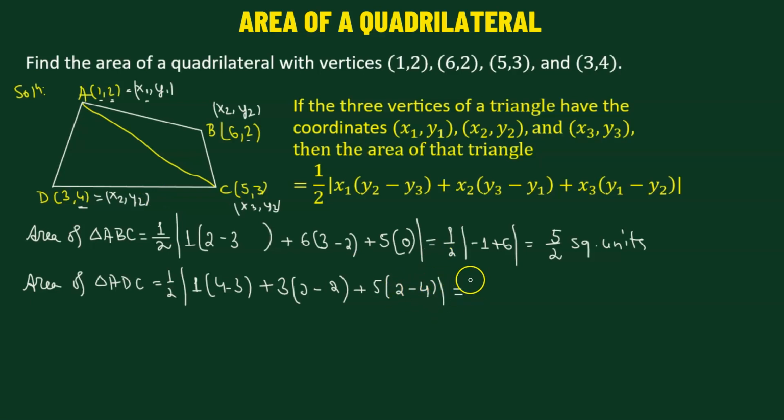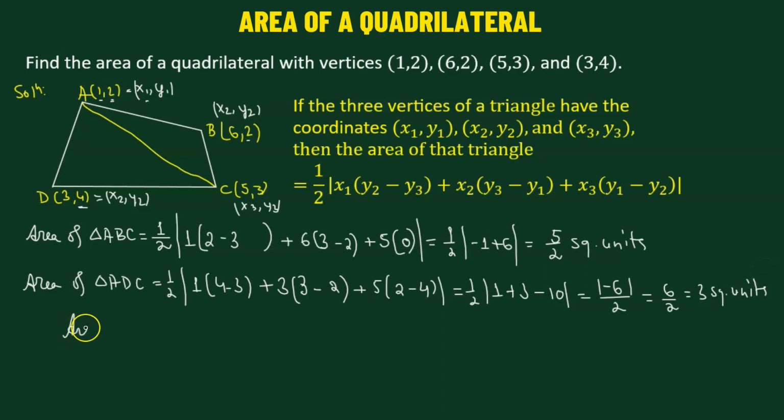Let's compute this value. We have half multiplied by 4 minus 3, that's 1. 1 times 1 is going to be 1. Then here we have 3 minus 2, that's 1. 1 times 3 is going to be positive 3. Then we have 2 minus 4, that's negative 2. Negative 2 multiplied by 5 is going to be negative 10. So we have 1 plus 3, that's 4. 4 minus 10, that's going to be negative 6. So we have the absolute value of negative 6 over 2. We only consider the positive value. So 6 over 2, that's going to be 3 square units. So we have obtained the area of the lower triangle as well.